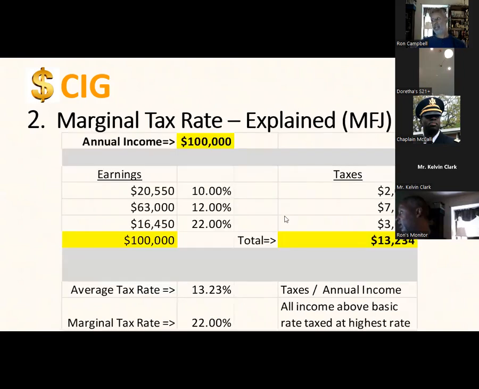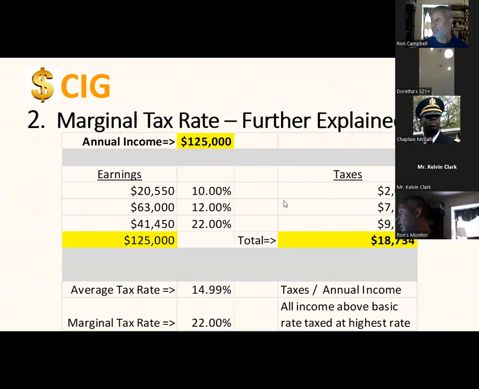Okay, so that's that. But I'm going to do one more, and then we're going to let you work. Make sure we all understand this first before we move on. We good? All right, here's one more. Here's a person now making $125,000. Again, you see the first 10% is still the same on $25,550, then $63,000 at 12%. But now that other $25,000 they made is costing them significantly in taxes. Now they're paying $9,000 on that.